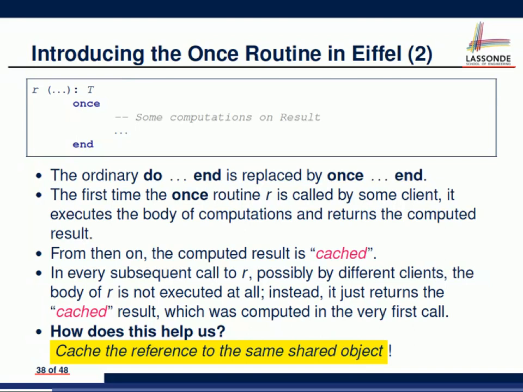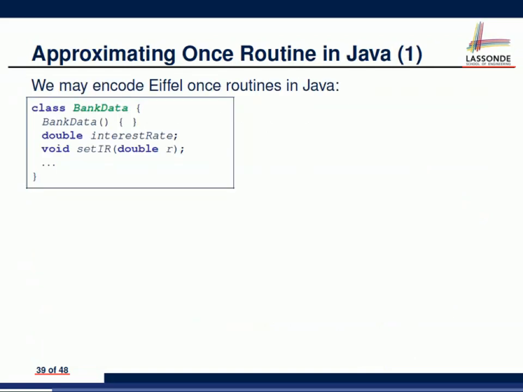So the question really was, how can we write the appropriate contract so that such a single instance property can be maintained? That's the question. We'll see that. So now let's see a little bit more. Now let's talk a little bit about Java, right? And then we'll use the once routine a little bit later.